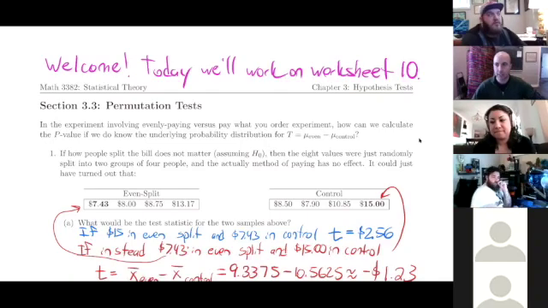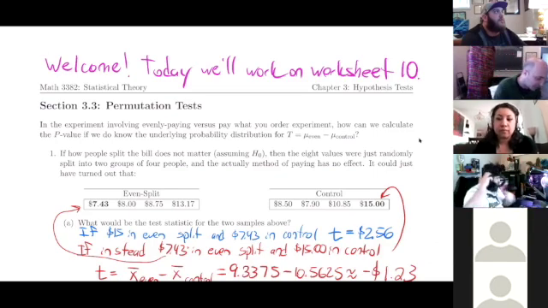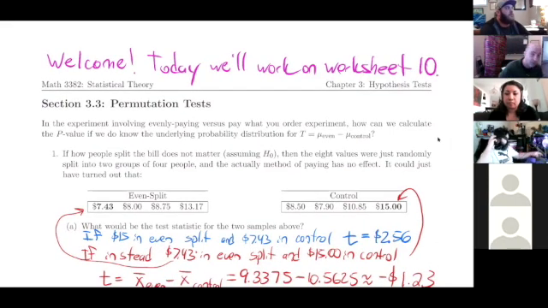Okay, so the plan for today is to talk about permutation tests, to wrap up the material in chapter 3. Last time we were focusing on how we state the hypotheses, informally, what we're looking for in terms of significance, and how we can measure that significance with a p-value.